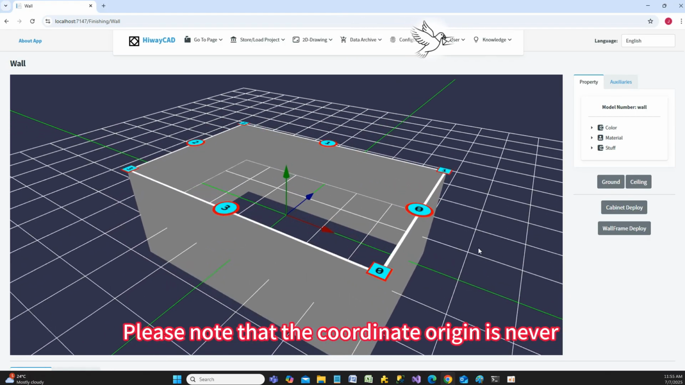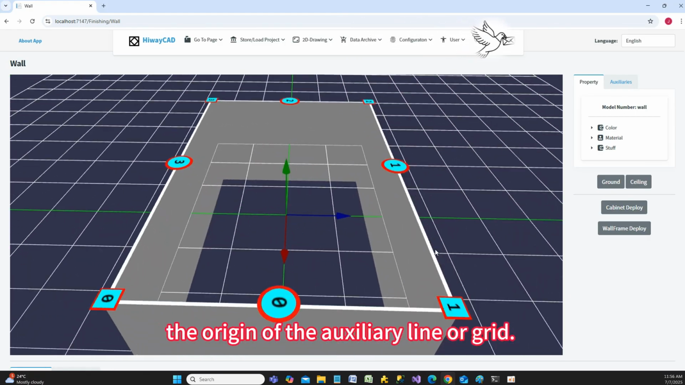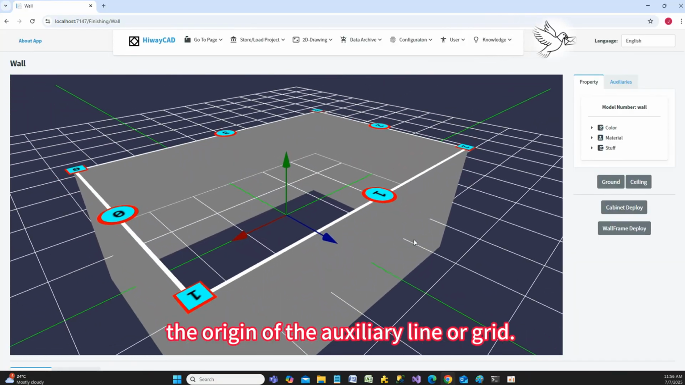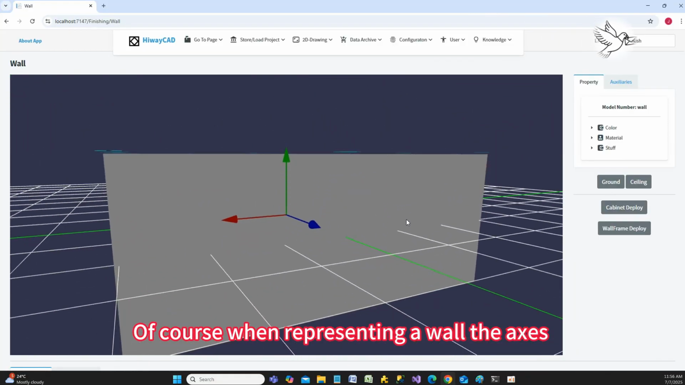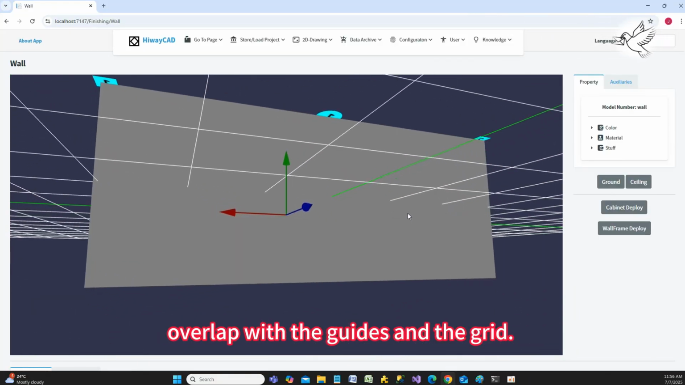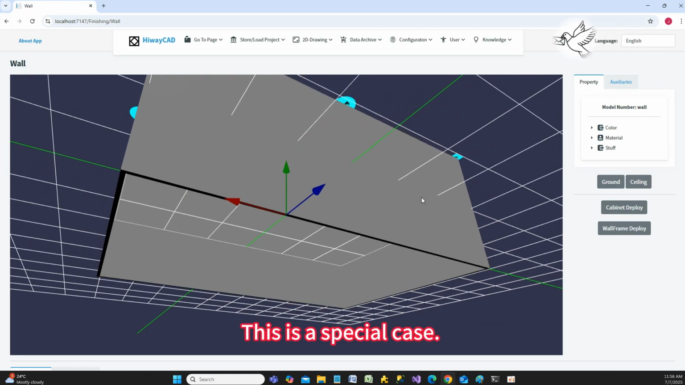Please note that the coordinate origin is never the origin of the auxiliary line or grid. Of course, when representing a wall, the axes overlap with the guides and the grid. This is a special case.